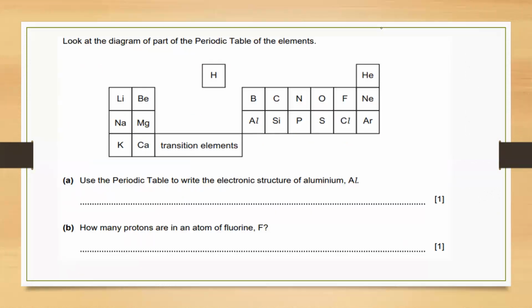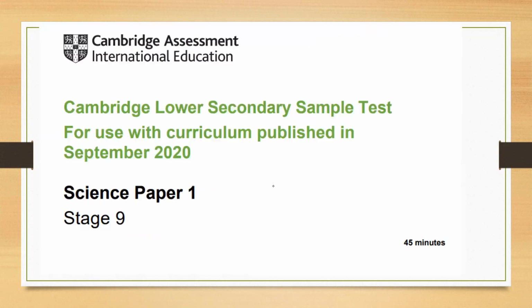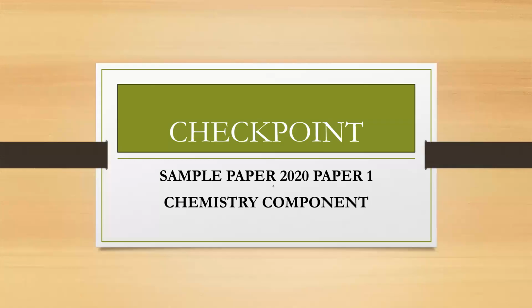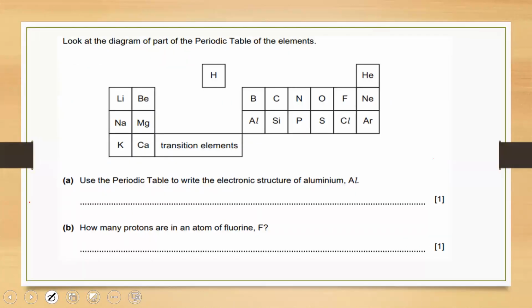Now, the first question is to look at this diagram, which is part of the periodic table, and use it to write the electronic structure of aluminium.